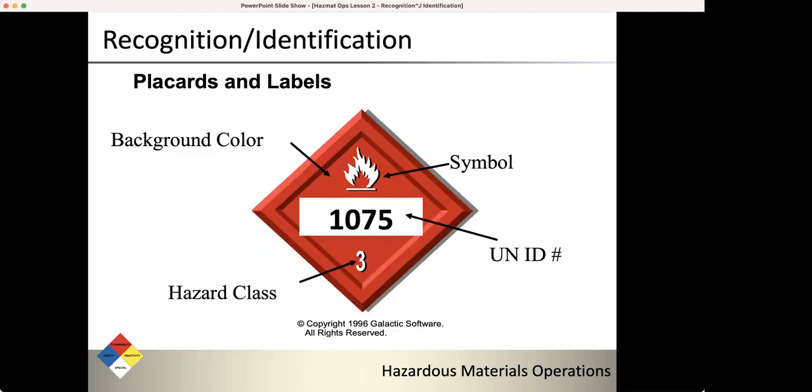So here's an example. There are 4 pieces of information on a placard or label. There's the background color, there's the symbol, the UN ID number that we just talked about, and then the hazard class. So those are the 4 pieces of information that it gives you. What's nice about this system is even if you only have one of those pieces of information, it'll get you started on what you've got going on and what to do about it.